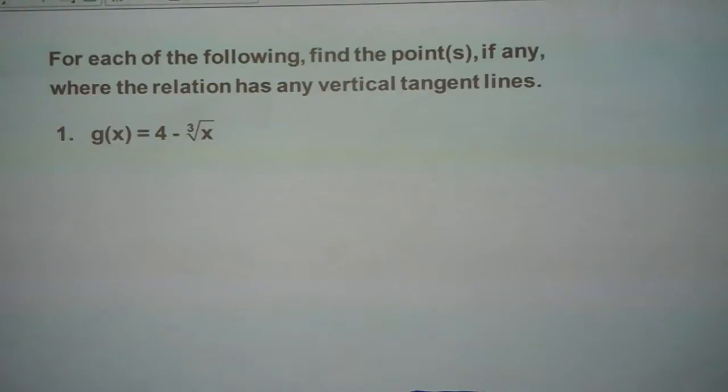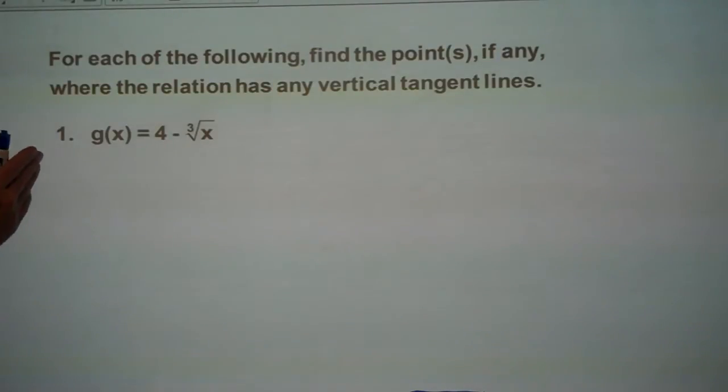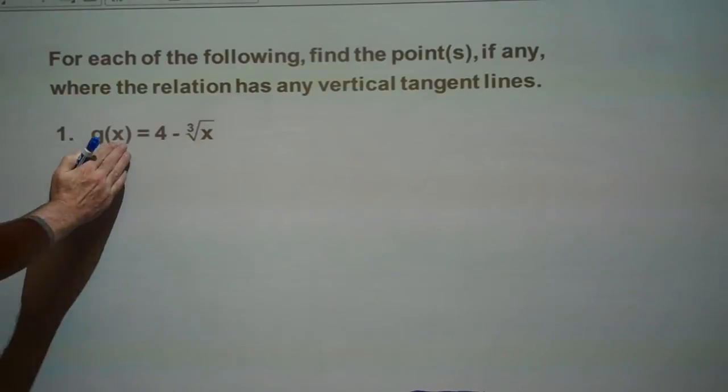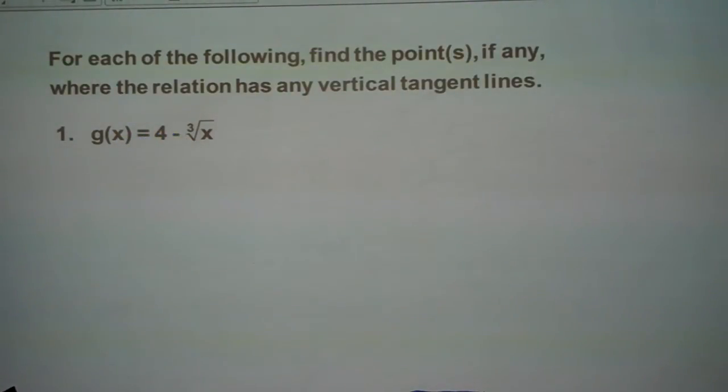Vertical tangent lines. Vertical tangent lines is kind of a backwater topic of calculus, and it has to do with differentiability. So we're going to examine the concept of vertical tangents by working out a couple problems. Problem number one, for each of the following, find the points, if any, where the relation has any vertical tangent lines. And here we have g of x equals 4 minus the cube root of x.